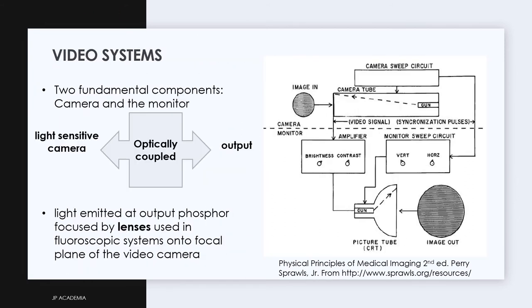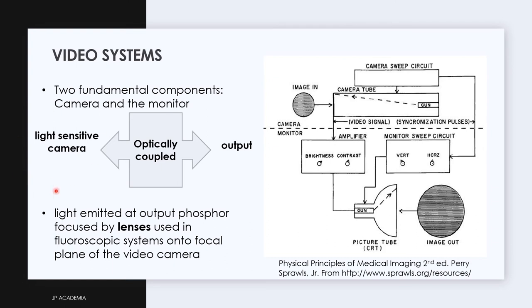After discussing the image intensifier tube system, we will now go to the video systems. It has two fundamental components, mainly the camera and the monitor. Illustrated at the right is a basic video system. It has an electronic tube that converts the image into an electrical signal or vice versa. The camera tube converts a light image into an electrical signal.